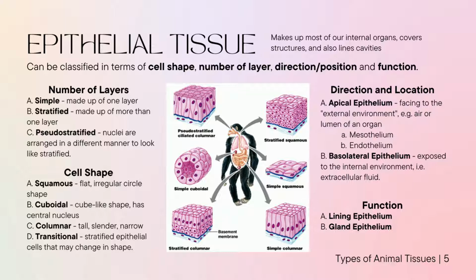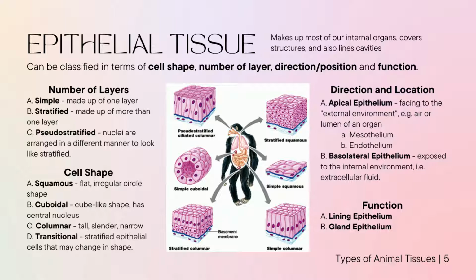When a stratified epithelium may change in shape, for example, the epithelial tissue of the bladder, which changes shape when it is filled with urine, the epithelial tissue is called transitional. Transitional is very unique in our bladder, in our urinary system, because the bladder holds our urine and it needs to expand and deflate when it is filled and excretes urine. That kind of epithelial tissue inside the bladder is called transitional because it changes in shape.